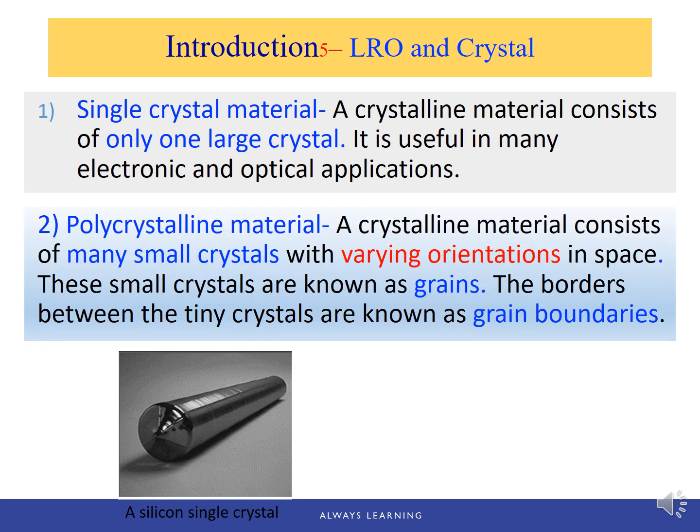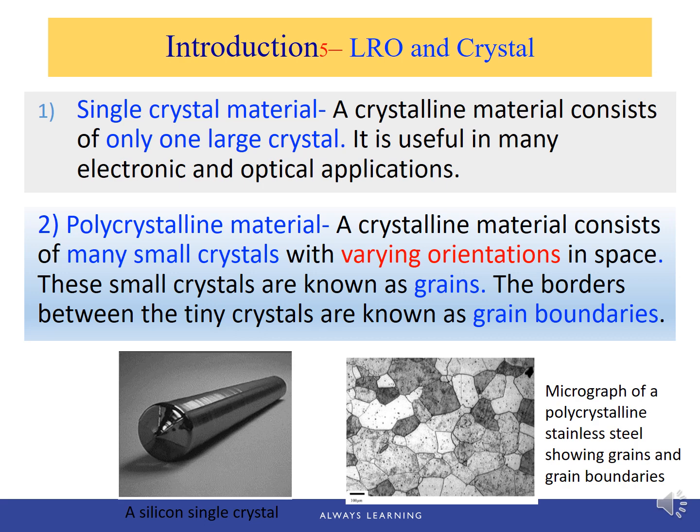Polycrystalline material means a crystalline material consists of many small crystals with varying orientations in space. These small crystals are known as grains, and we are going to learn that as well in later chapters. The borders between the tiny crystals are known as the grain boundaries. This is a micrograph of a polycrystalline stainless steel showing the grains and grain boundaries. You can see different grains have different colors, because the orientations are different under the microscope.